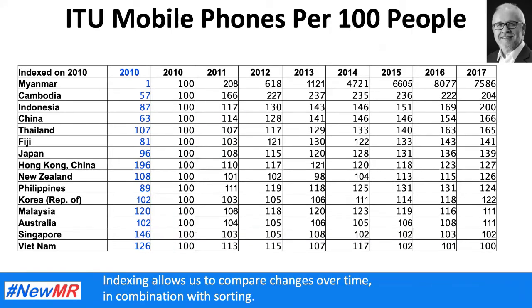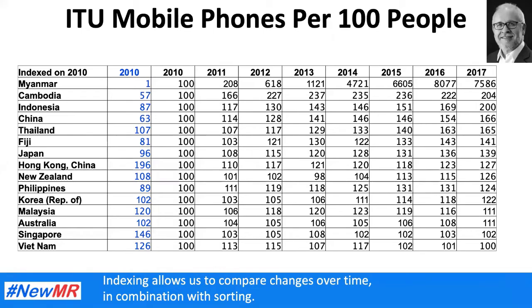There are other ways we can do that sorting and comparison. So one other way is we could index the data on 2010. So whatever the number was, so the 1 in Myanmar becomes 100, the 57 in Cambodia becomes 100, and then we fill in all the other data. And again, we sort it by 2017, biggest number at the top, smallest down. So where has the change been greatest over those years? And by a long, long way, the biggest change is Myanmar, which is 7,586. Remember, it went up from 1 to 90.